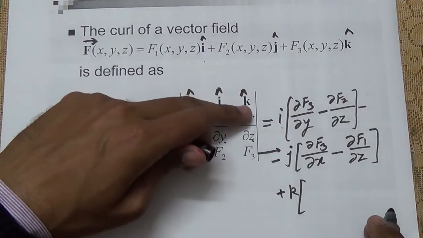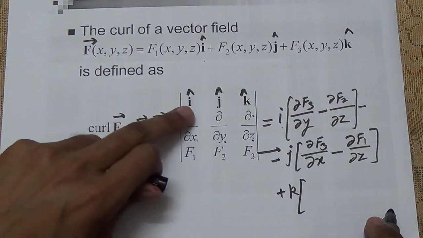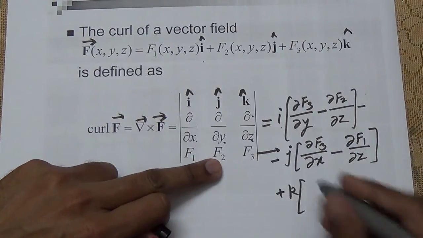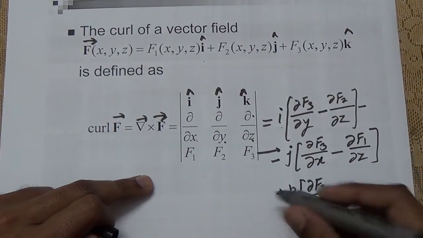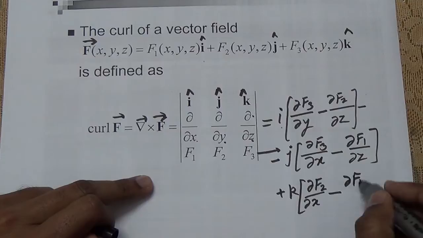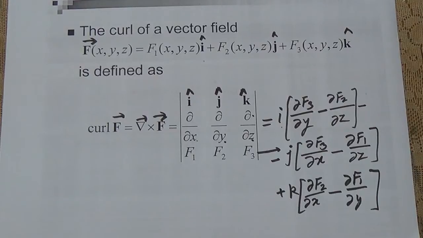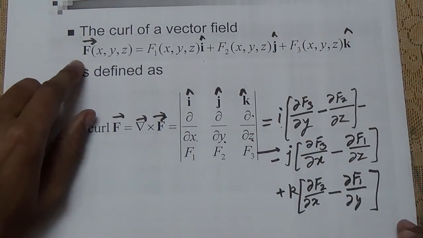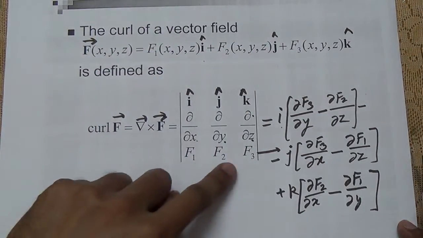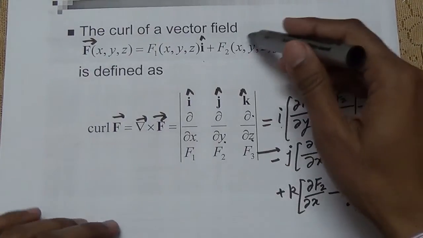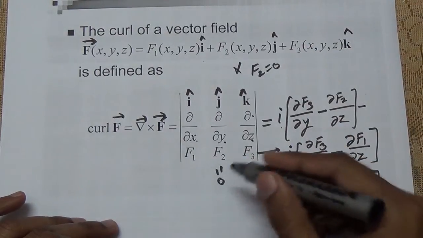Now for this K, leave this row, leave this column. So del F2 upon del X minus del F1 upon del Y. So this is the expansion of the curl F. If any vector field function is given in terms of the components F1, F2, F3, then you have to write those components here. If F2 is not given, then F2 is equal to 0, so you have to write 0 here.